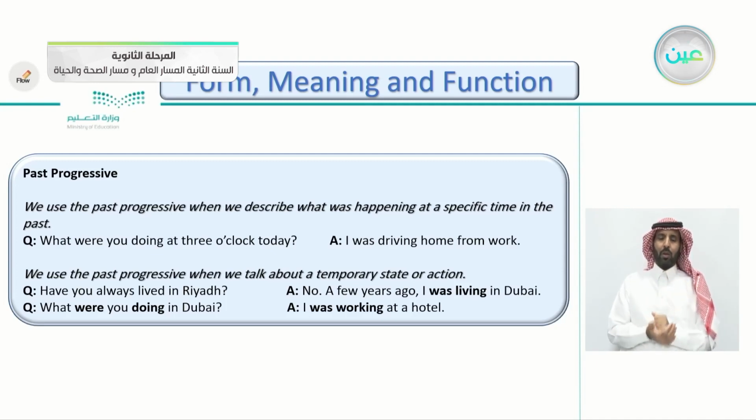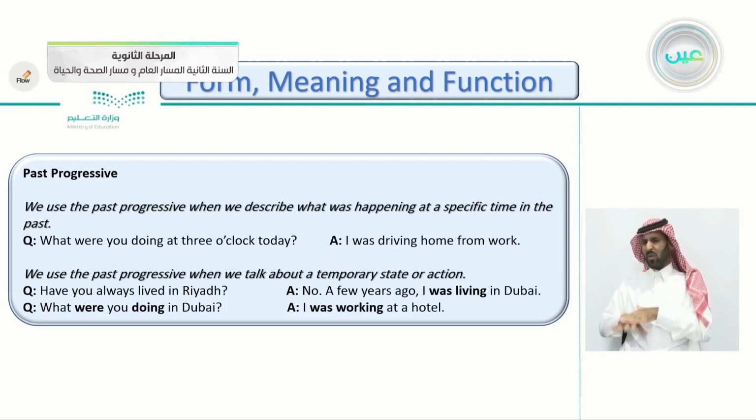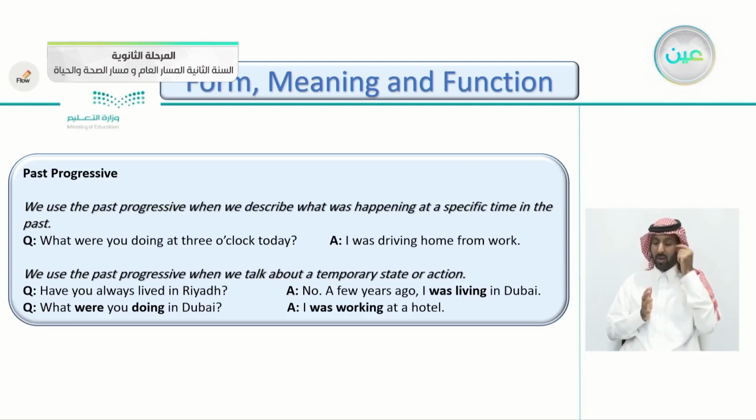This is another use for the past progressive. Let's take an example here. Have you always lived in Riyadh? No. A few years ago, I was living in Dubai. So this is talking about a temporary state or action. Of course, this is a state. I was living in Dubai. It was temporary. Then I came back to Riyadh.